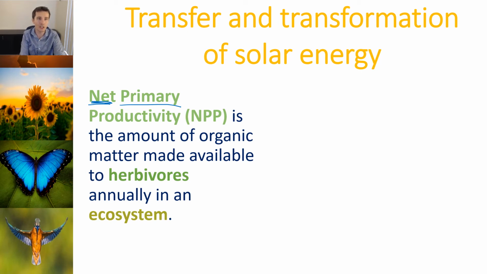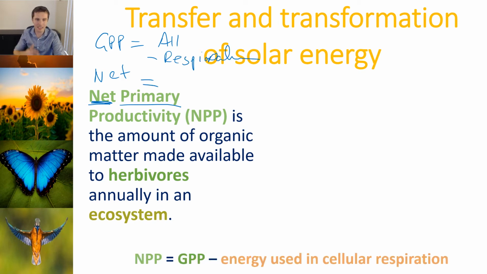So the gross is the grand total, okay? So all of that photosynthesis, so here we've got our gross, so this is all. Now here we've got net, so the net is basically all minus the respiration, and that's going to equal your net. And you can see that here in this formula. So your net primary productivity equals your gross, so all of the total photosynthesis, minus the energy used by that organism for cellular respiration.